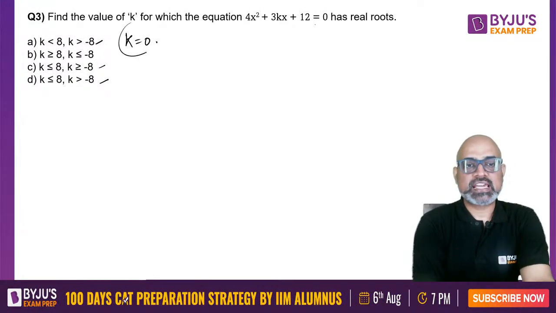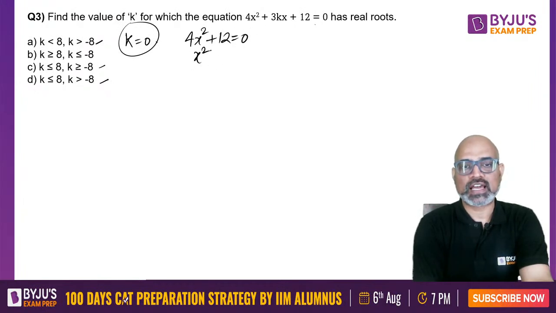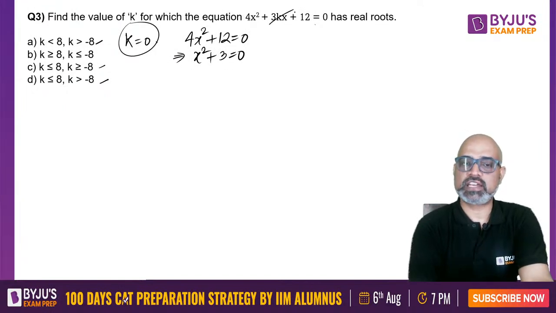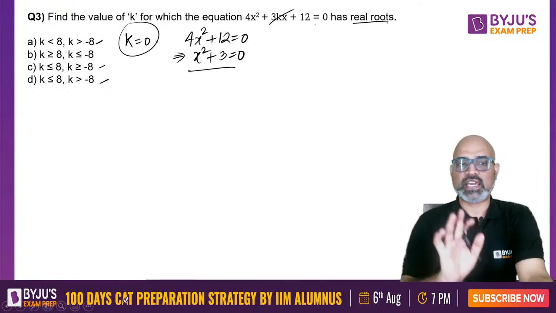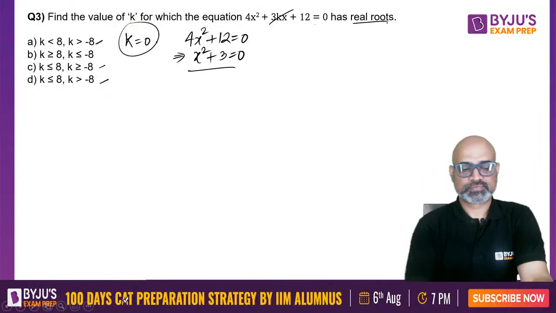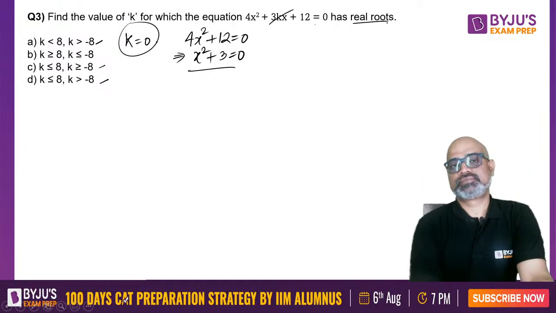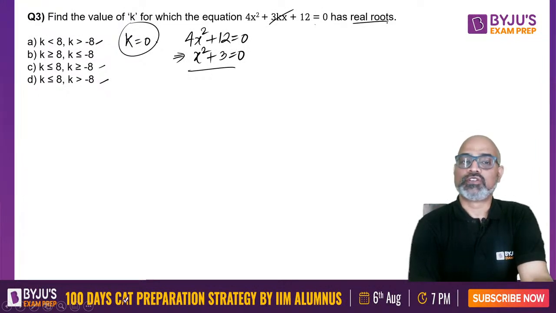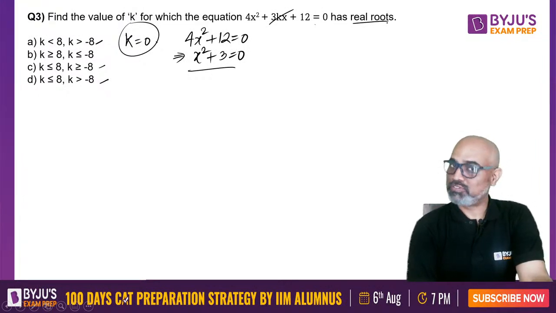So if I put k is equal to 0, what will happen? I will have 4x square plus 12 is equal to 0, or I will have x square plus 3 is equal to 0, right? As soon as k is 0, this vanishes. Will x give you a real answer if k is 0? Yes or no? If k is 0, you get x square plus 3 is equal to 0. Will x be a real number?